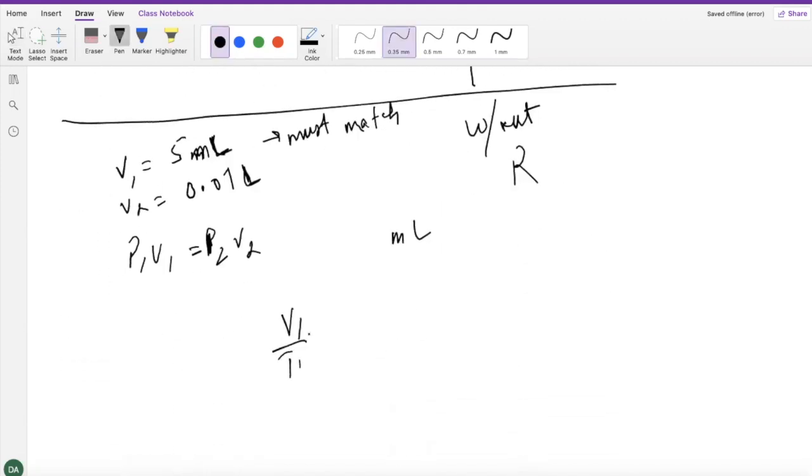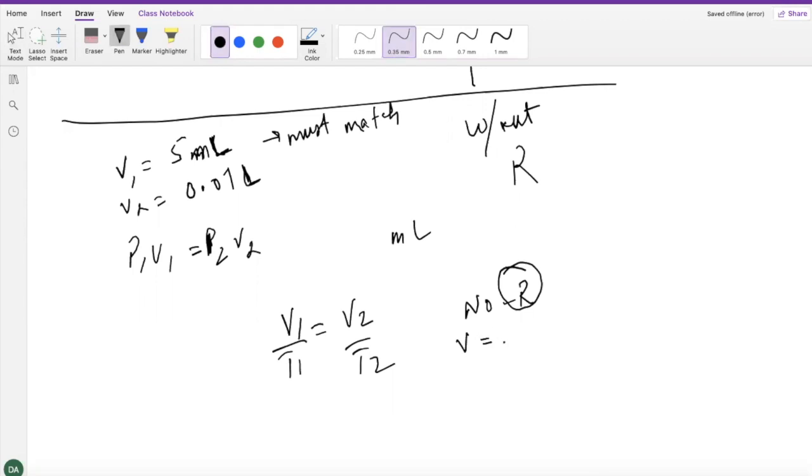Okay, so if you have R or you don't have R, let me give you one more equation, okay? V1 over T1 equals V2 over T2. Does this equation have R in it? No. Okay, now for volume, what is my unit supposed to be? ATM? Volume, first of all, ATM is not the unit for volume. ATM is the unit for pressure. So it'd be milliliters, right?